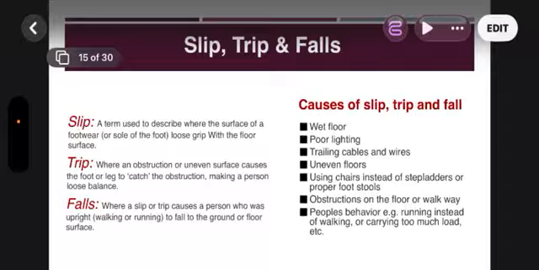Slip is a term used to describe where the surface of a footwear or sole of your foot loses grip with the floor surface. You slip when the coefficient of friction is very low, and that can happen when there's liquid on the floor, oil on the floor, or the footwear we are wearing is so slippery that you slip off. And when a worker or a visitor slips off, it can cause injury in any part of the body, depending on the health situation of the person who slipped. It can even lead to death.